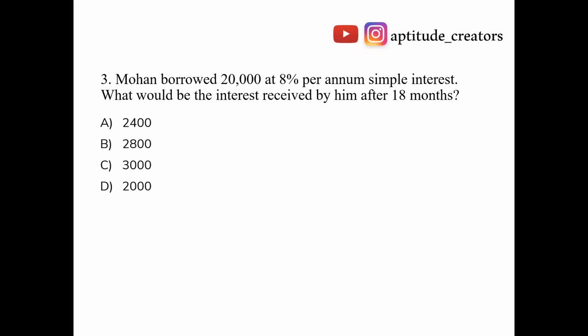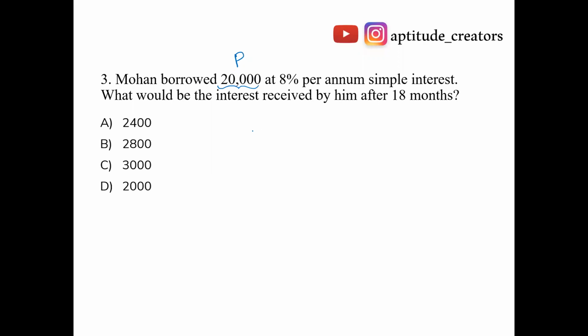Yes. Mohan borrowed 20,000 rupees at 8% per annum simple interest. 20,000 is talking about what? Can anyone tell? Principal or amount or interest? Principal. Okay. Borrowed is nothing but we can say principal. 8% per annum for simple interest.